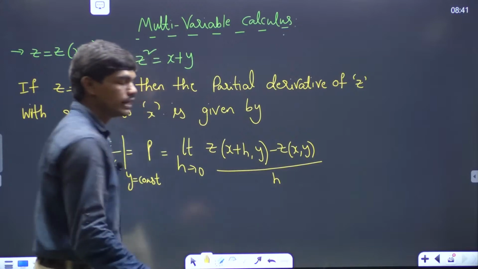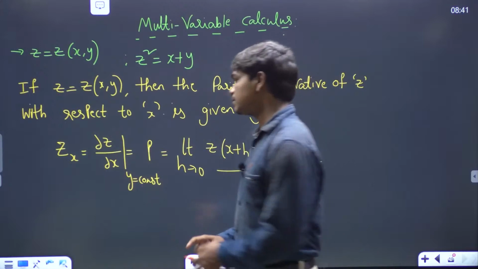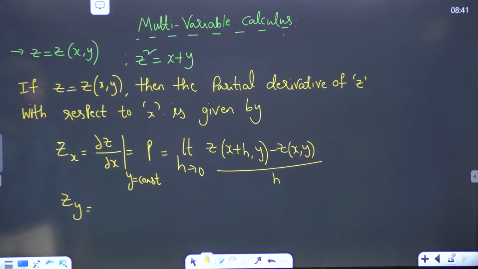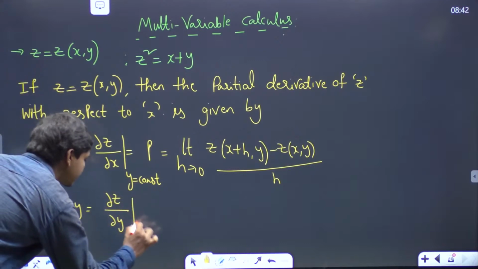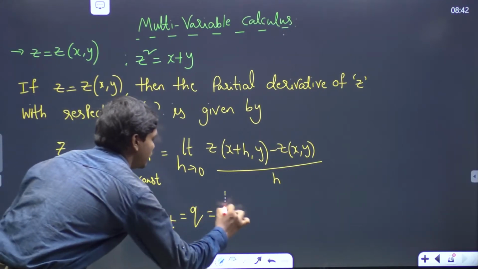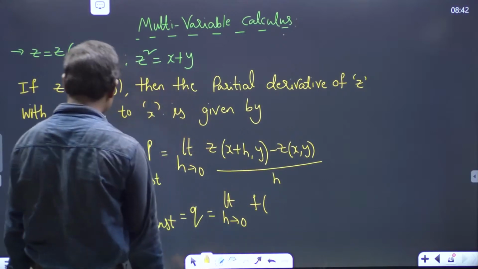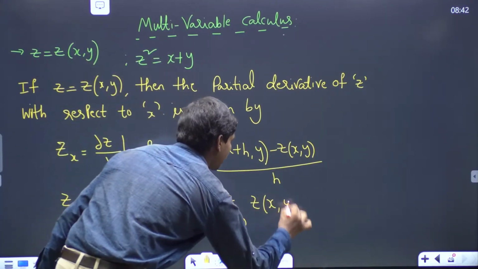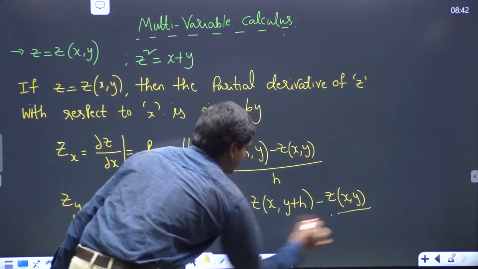Means basically we consider change only in the x coordinate when we are differentiating with respect to x. Similarly, if you want to write the partial derivative of z with respect to y, then we have dou z by dou y, treating x as a constant, is equal to q is equal to limit h tends to 0 of z of x comma y plus h minus z of x comma y divided by h.